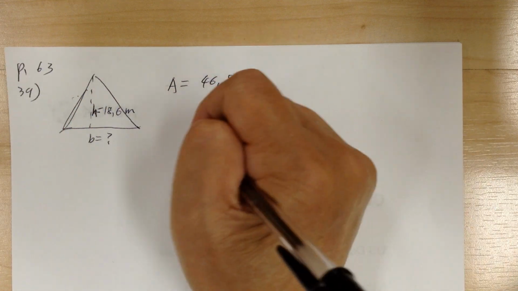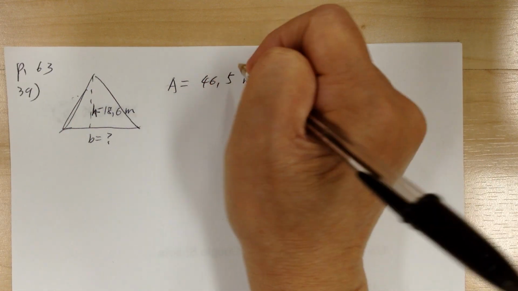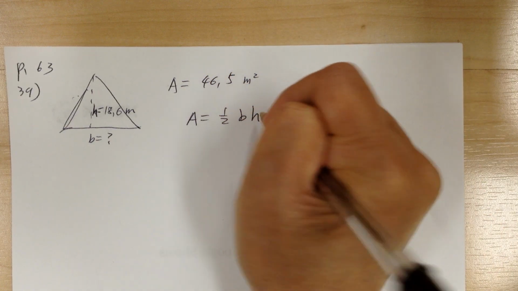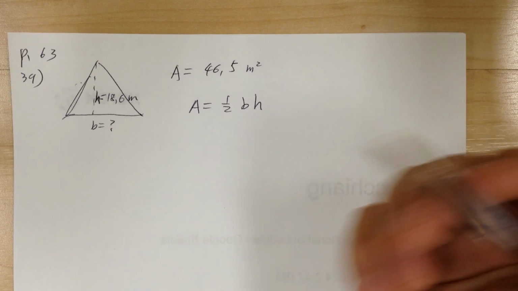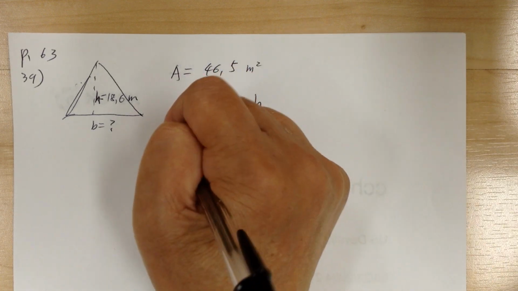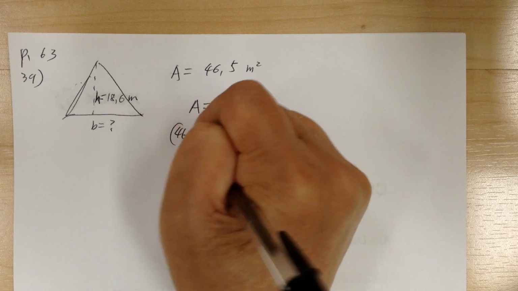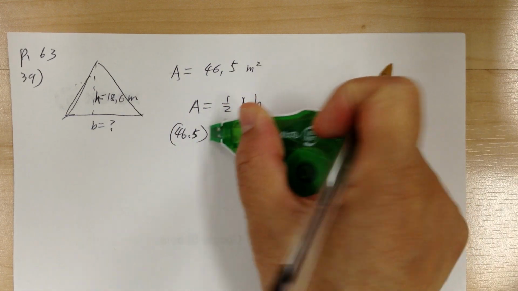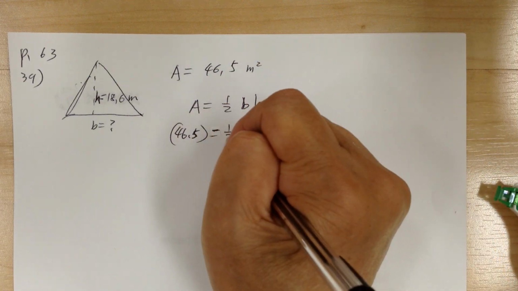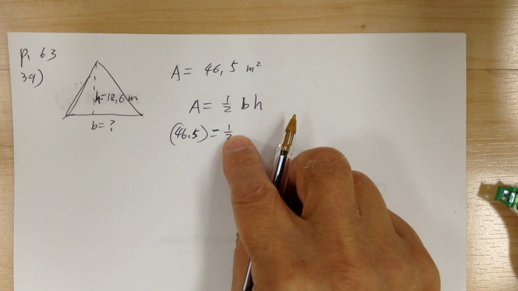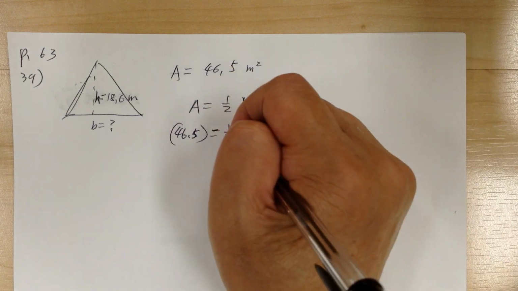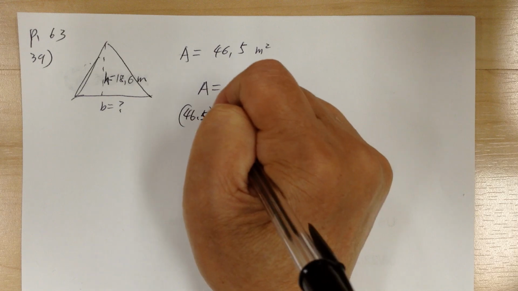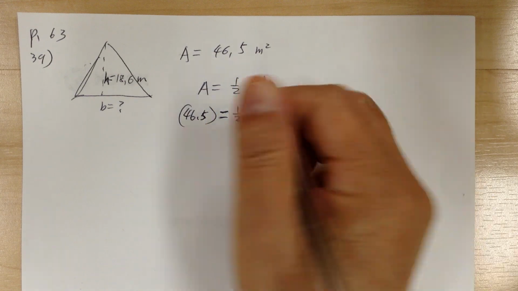Okay, so again, let's start with the formula. It's always a good idea to start with the formula. So area equals 1/2 base times height. Next, substitute whatever you know. So 46.5. Again, whatever you substitute, put in parentheses. Equals 1/2. Now you don't put this in parentheses because you didn't substitute that, right? And the height is 18.6. Okay, let's get rid of parentheses and work it out.